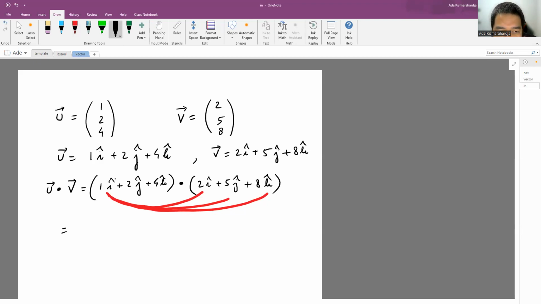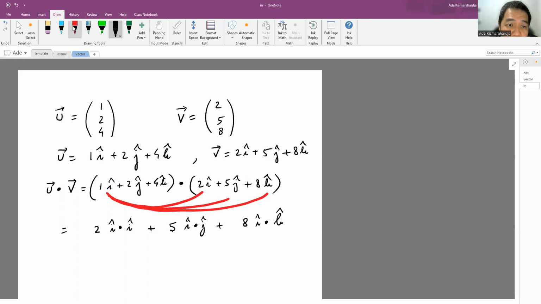So 1i dot 2i: when you do the dot product like this, you multiply number with number. So 1 times 2 is 2, and then i dot i. So that's what you get first. And then the second one is 1i dot 5j. So 1 times 5 is 5, and then i dot j. And next, 1i dot 8k. So that's 8 i dot k. So you will expect that if you have 3 terms here and you multiply by another 3 terms, you will get 9 terms.